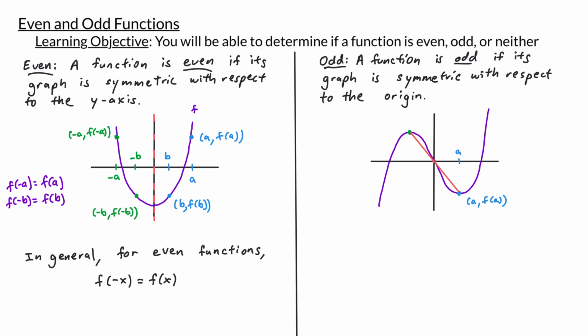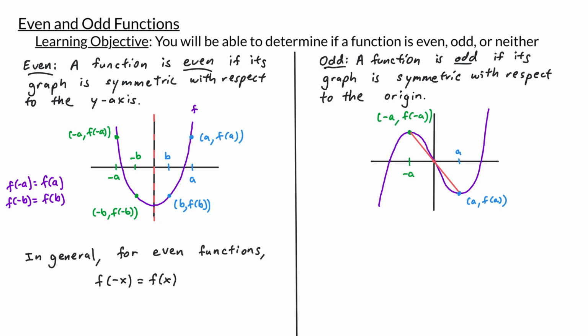Now, if we start at the origin and try to get to the blue point, we would have to go over a units and then down f of a units. So if we want to get to our green point from the origin, we have to go left a units and then up f of a units. Now, if we go left a units, our x-coordinate for our green point will be negative a. This means that the coordinates of this point would be negative a, comma, f of negative a.